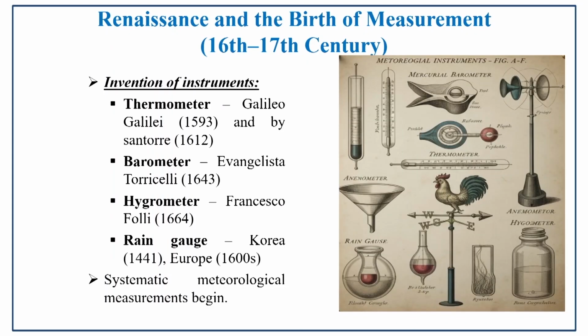The hygrometer was invented by Francesco Folli in 1664, which helps to measure water vapor. The rain gauge was invented in Korea in 1441 and in Europe in the 1600s. This rain gauge is helpful in measuring rainfall. Systematic meteorological measurement began in this century.